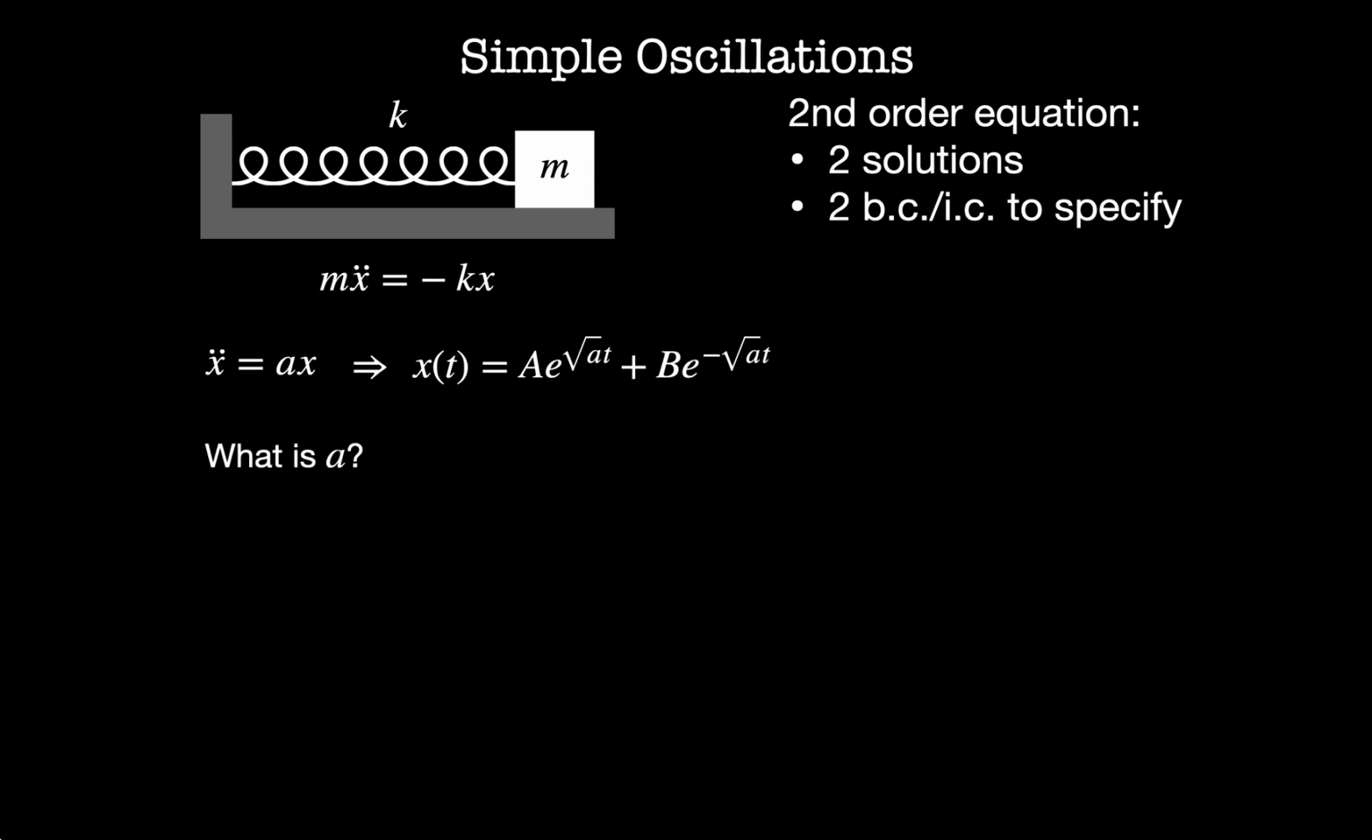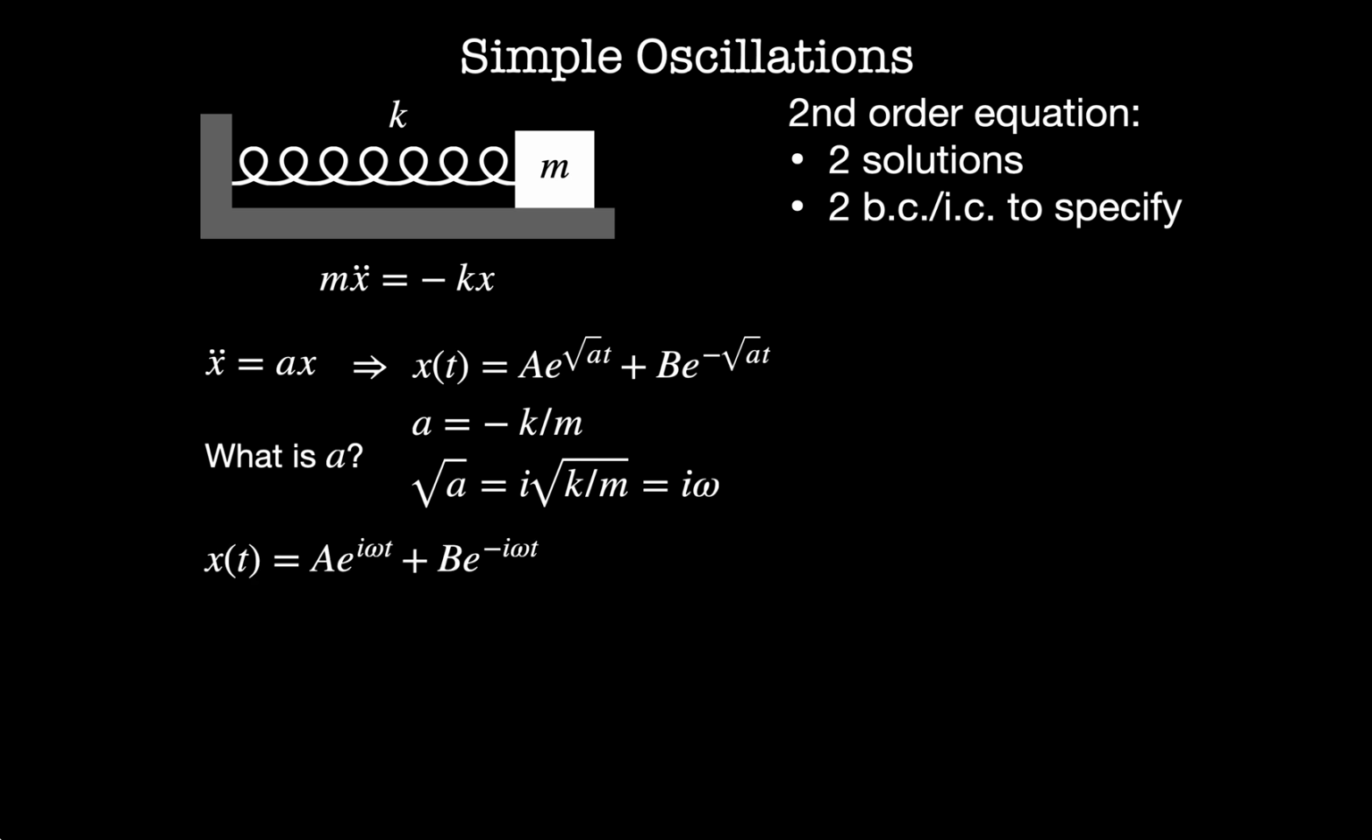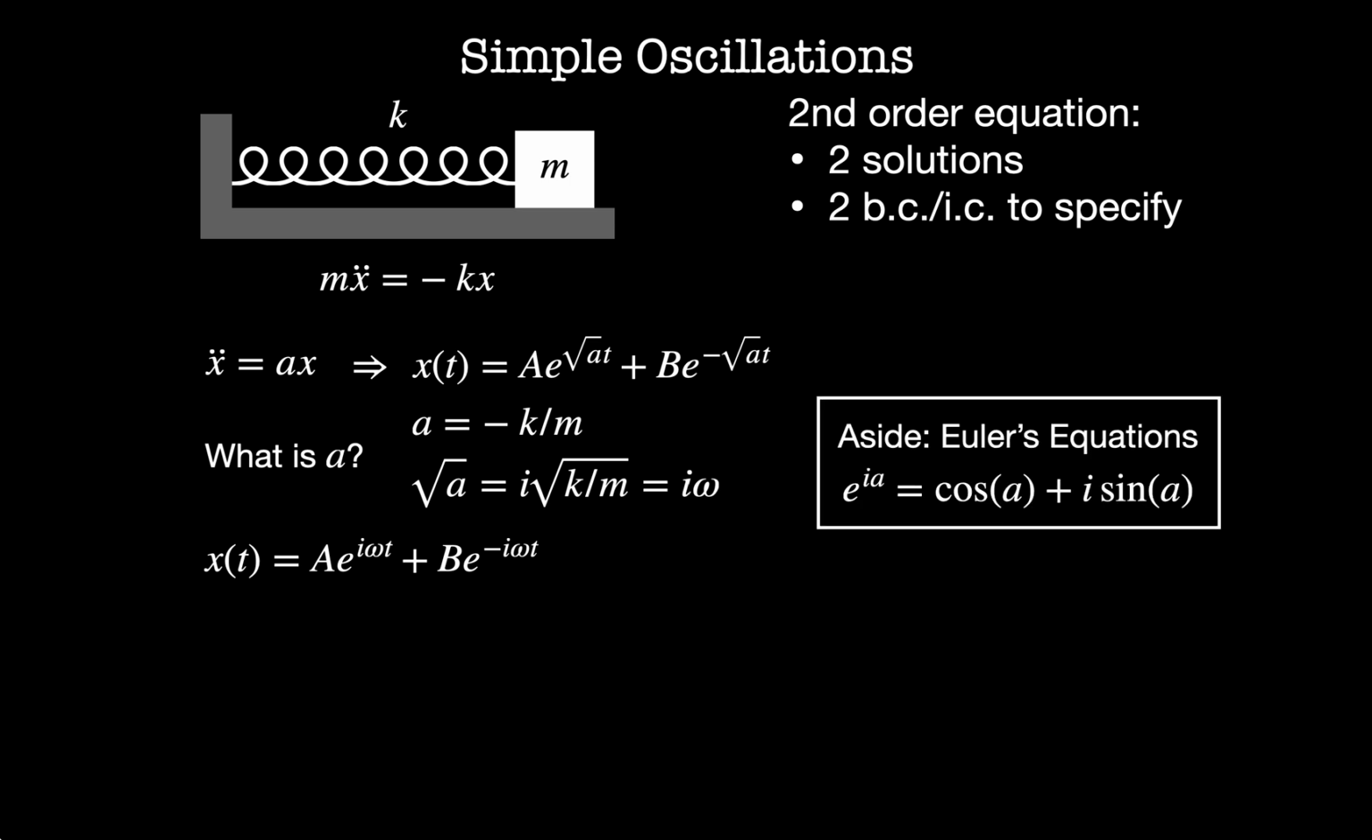In this case, our a is going to depend on the constants of our equation. So it's minus the square root of k over m. And since this is a minus, when we take the square root of it, root a is going to be equal to I times omega. So our full equation looks like this: a e to the I omega t plus b e to the minus I omega t. And we'd like to get this into our standard sines and cosines format. So we can do that using Euler's equations.